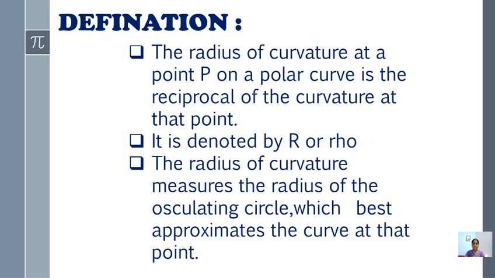Now let us see the definition of radius of curvature of a polar curve. The radius of curvature at a point P on a polar curve is the reciprocal of the curvature at that point. It is denoted by R or rho. The radius of curvature measures the radius of the osculating circle which best approximates the curve at that point.